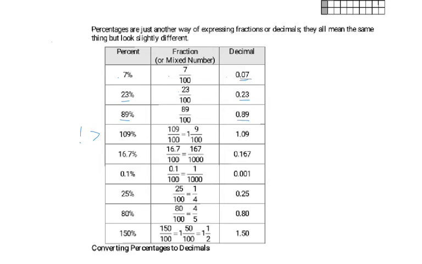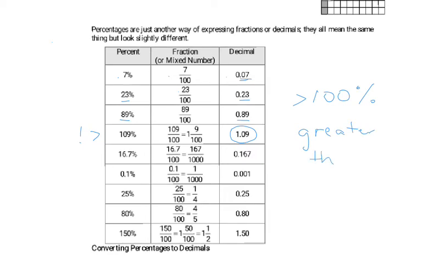The 109% is interesting because it's greater than 100%. So it's like 109 100ths, which is the same as 1 and 9 100ths, which we would write as 1.09. So if you have more than 100%, it means that you have a number that's greater than 1.